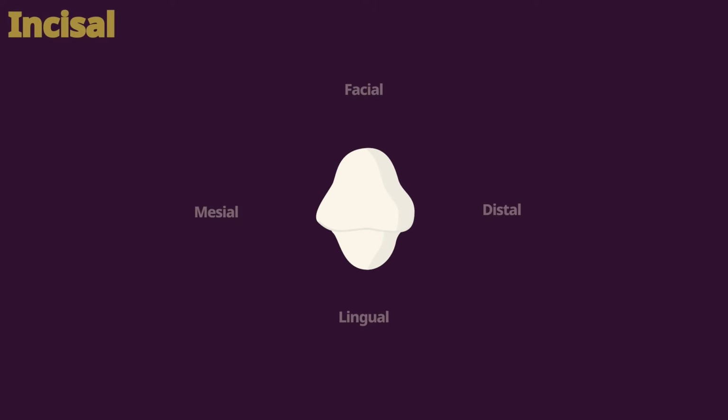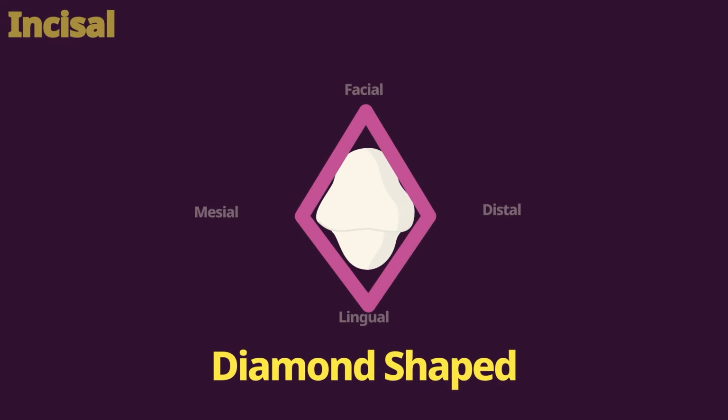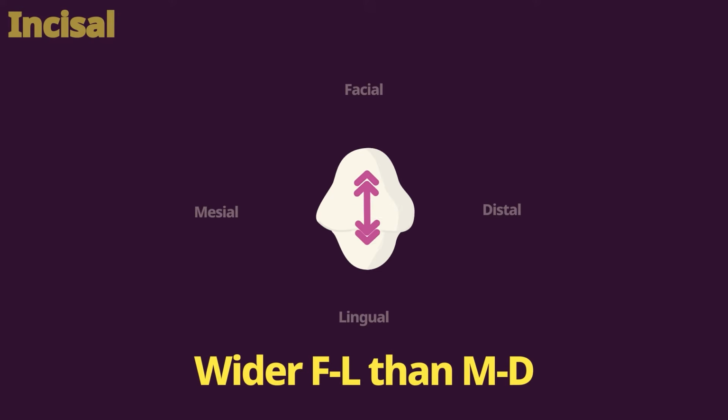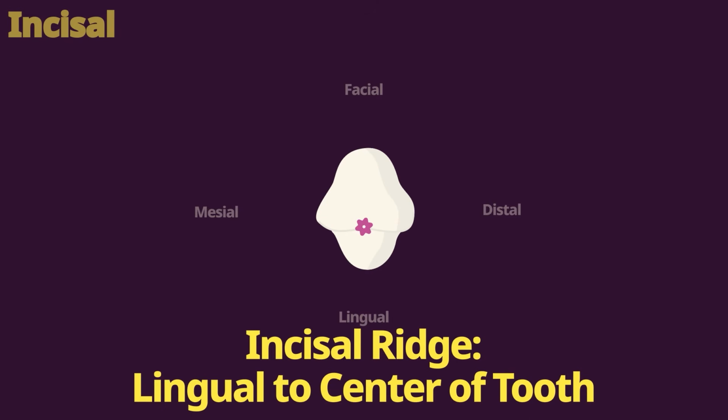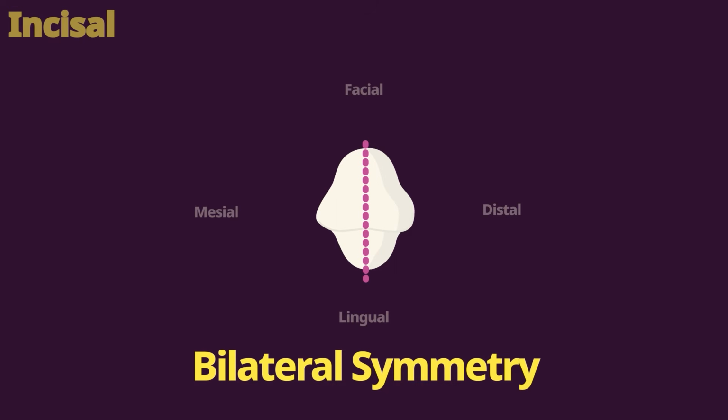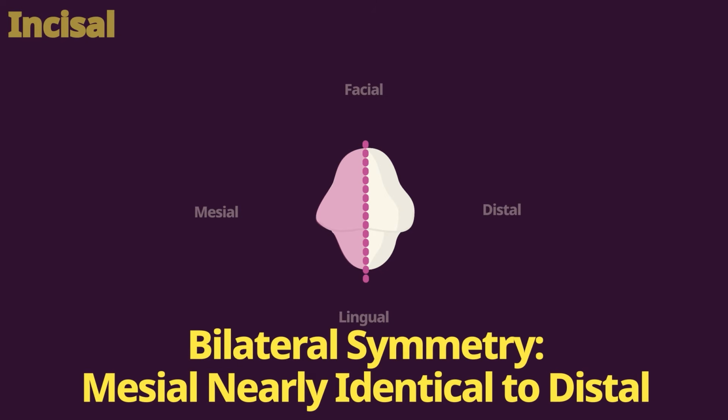The mandibular central incisor has a diamond shape to it, tapering from the incisal ridge to the cingulum. The mandibular central incisor is wider facial lingually than it is mesial distally. The incisal ridge is going to be positioned lingual to the center of the tooth. The mandibular central incisor has bilateral symmetry. What that means is the mesial is going to be nearly identical to the distal.